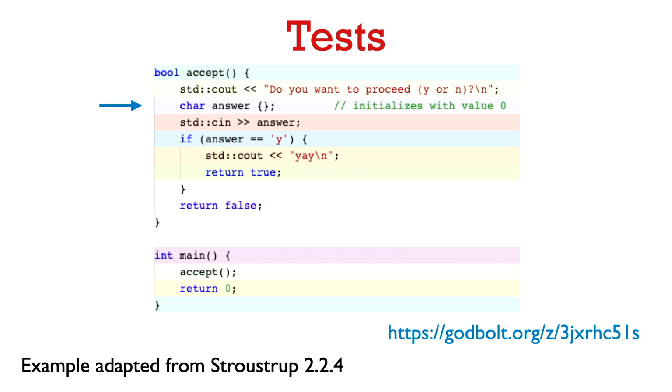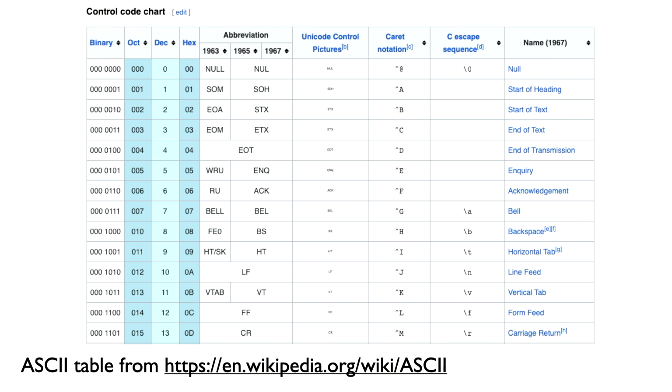And the value 0, if we look at an ASCII table here, the numeric value 0 corresponds to the null character. It's just the top line there on this table. This is an ASCII table that I got from Wikipedia.